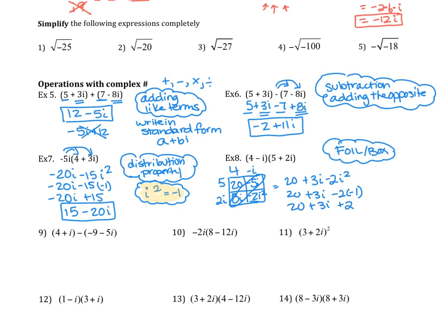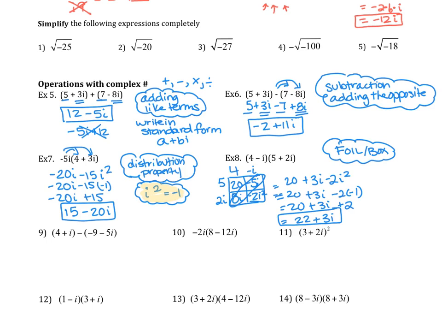And the 20 and the 2 are like terms. I need to finish off my problem by adding them together. So my final answer is 22 plus 3i. The real part first, the imaginary part second.